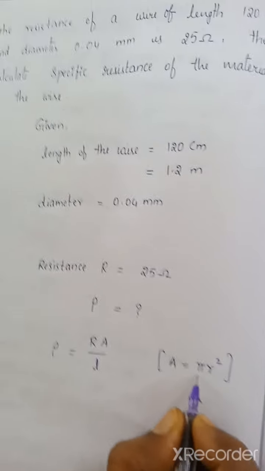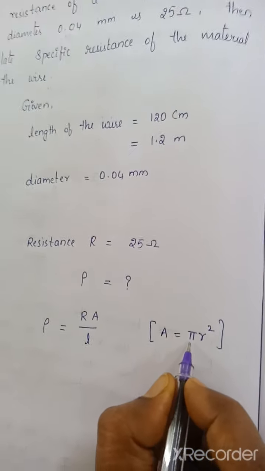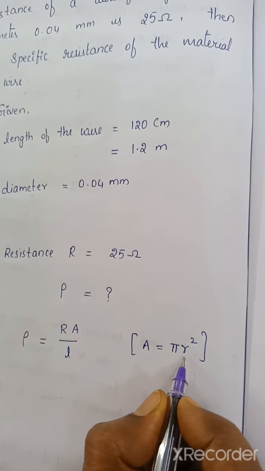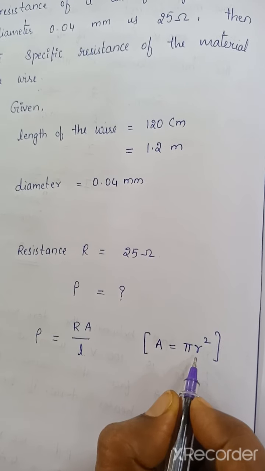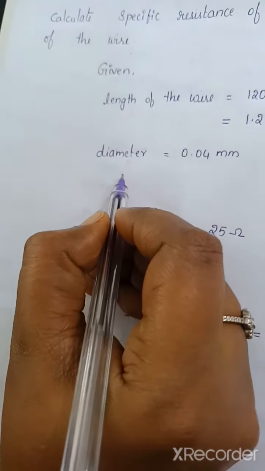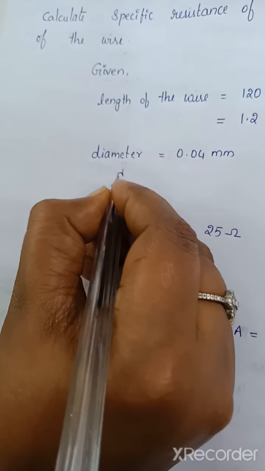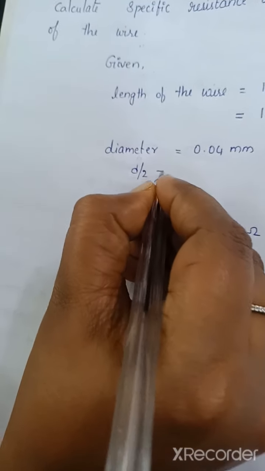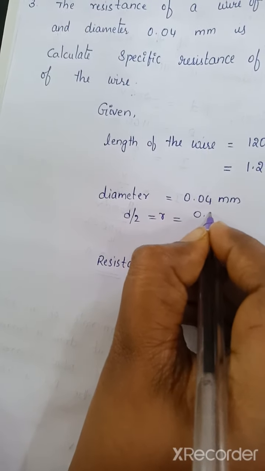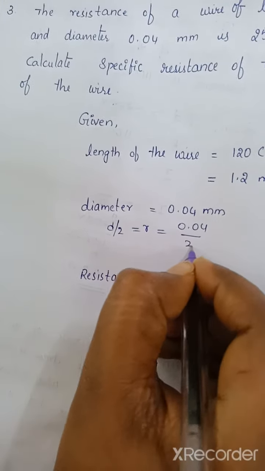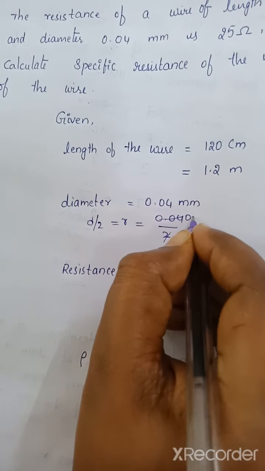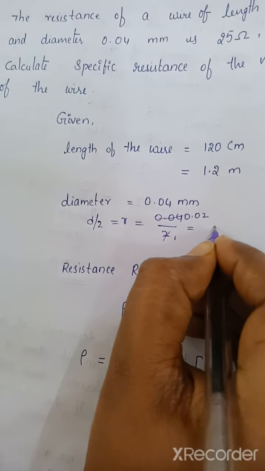So here pi is a constant. Its value is 3.14. R is the radius of the cross section. They didn't give it directly; instead, in the question they have given the diameter. Half of the diameter is nothing but the radius. So radius R equals 0.04 by 2, which is 0.02.